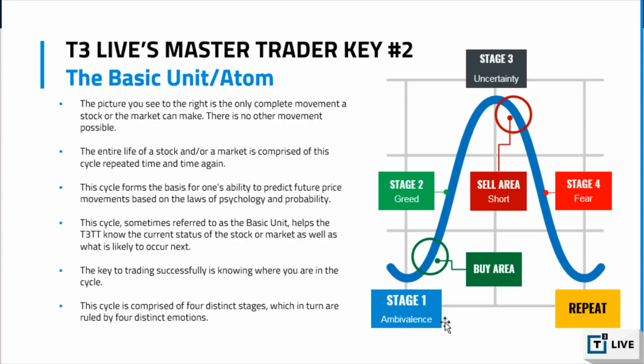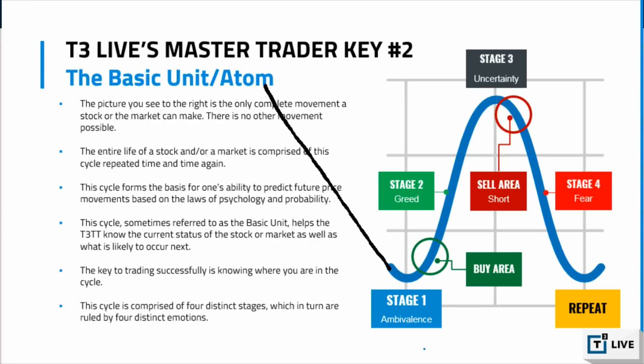Stage 1, ruled by ambivalence. A better word than ambivalence is indifference. Indifference means traders couldn't care less about the stock. They're just not interested. They're not interested in the stock because they got hurt. This stage 1 comes after stage 4. Stage 4 is the downtrend.